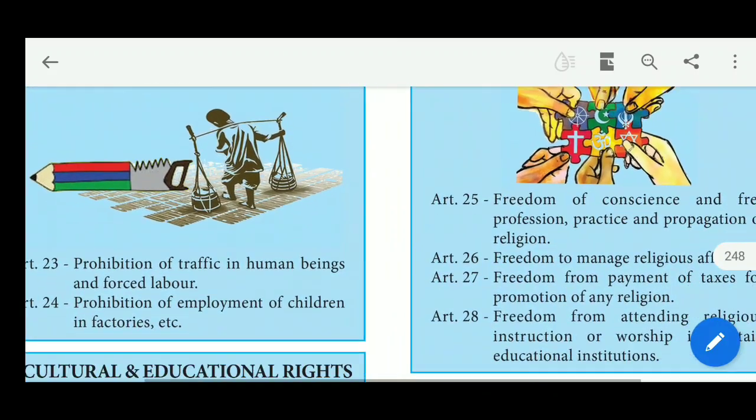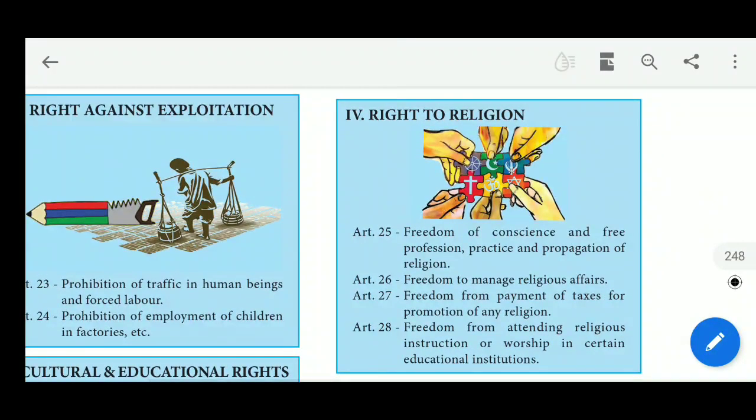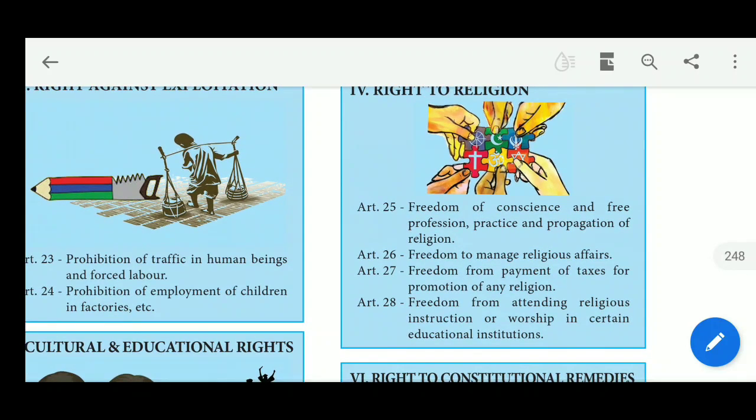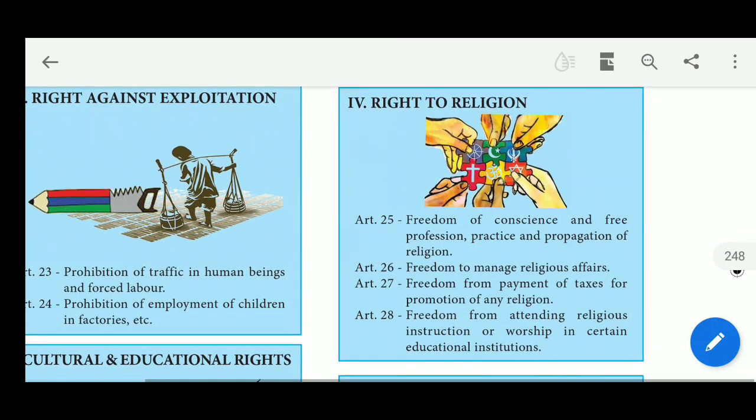Page 172. Right to religion. Article 25. Freedom of conscience and free profession, practice and propagation of religion. Explanation. Article 25 offers freedom of conscience and free profession of religion, whereas Article 26 gives freedom to manage religious affairs. Explanation. Article 26 allows every religious denomination or any section to manage its religious affairs, subject to public order, morality and health.